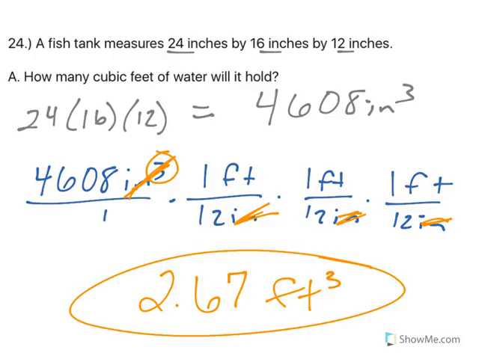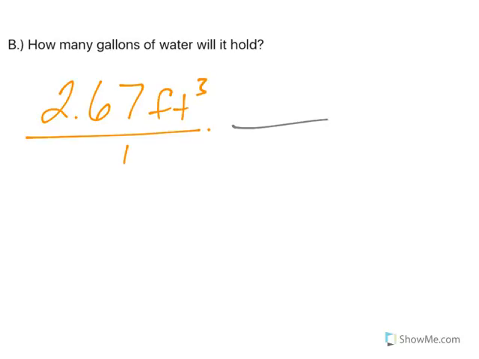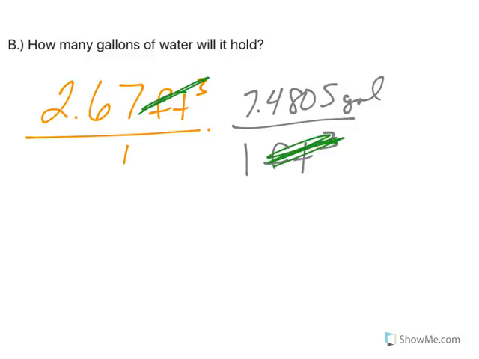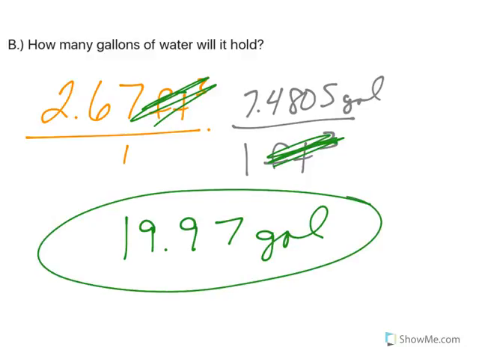Now that's part A. Part B says, how many gallons will it hold? Well, remember, I have 2.67 cubic feet. Based off our conversion, 1 cubic foot is the same as 7.4805 gallons. So multiply across, and that'll hold 19.97 gallons of water. That's a lot of water.